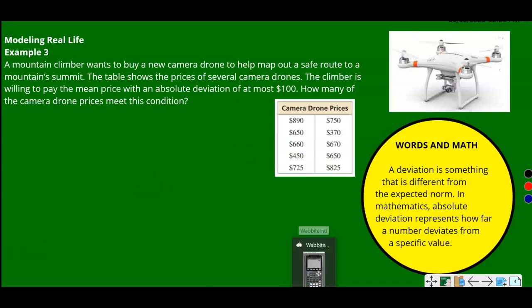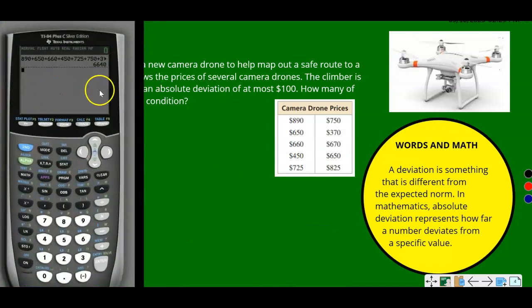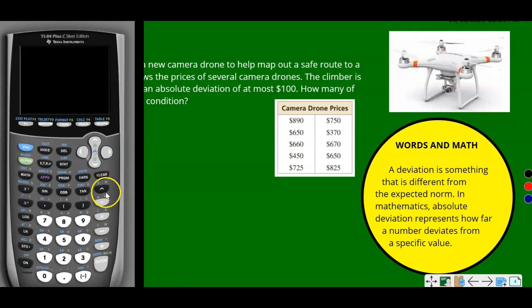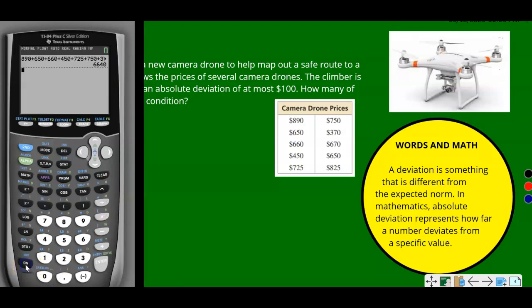Okay, I took a moment and entered these numbers in here. If you add these 10 numbers up, you should have gotten 6,640. Again, we're trying to find the average of that. So we're going to take that number and divide it by 10. We're dividing by 10 because there are 10 prices given.